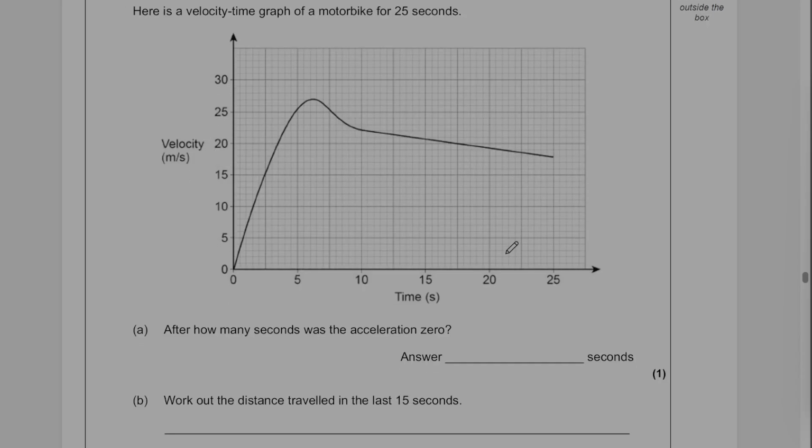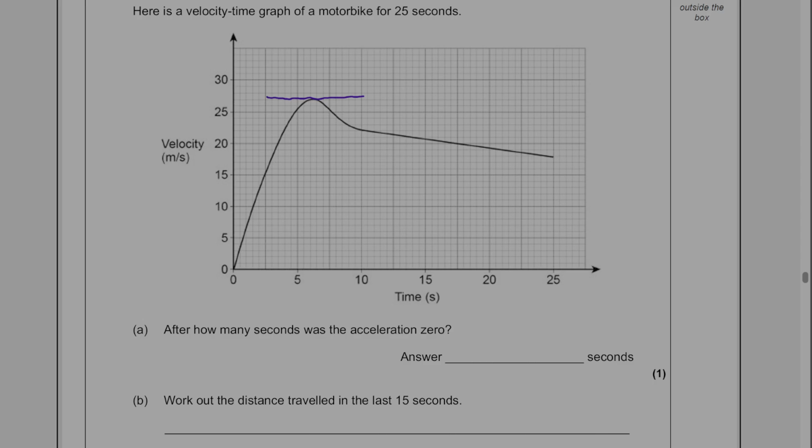Okay, question 15. Here is a velocity time graph of a motorbike for 25 seconds. After how many seconds was the acceleration 0? For a velocity time graph, it's the gradient that gives us the acceleration. So the acceleration is 0 when we have, it's going to be there. So we're looking at finding this value here.